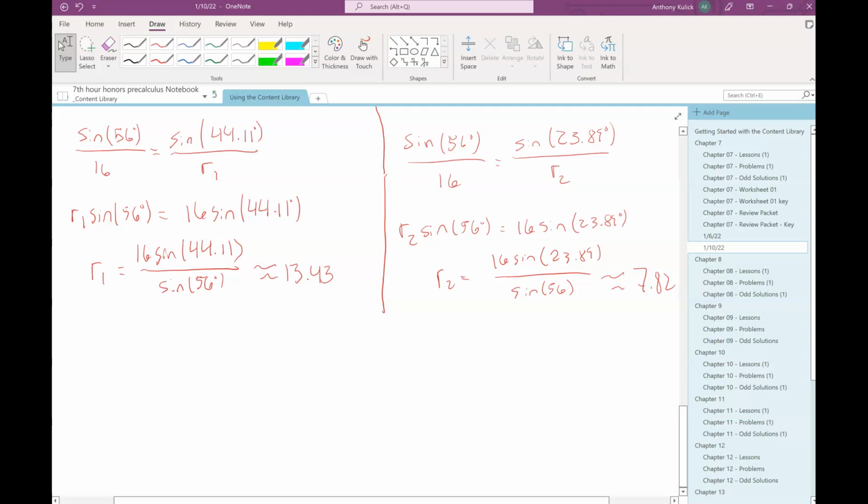Everybody feel okay here? So again, really the hardest part was figuring out that two triangles was possible in this situation. But after that, it's really just using the formulas over and over again, right? Nothing too bad. Let's look at another example here.